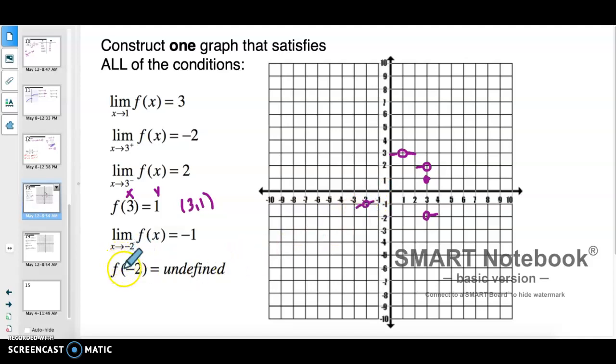And finally, f of negative 2 is undefined. So that means when x is negative 2, there shouldn't be a solid dot anywhere. So it's a good thing we did an open dot here, because otherwise it wouldn't be undefined.